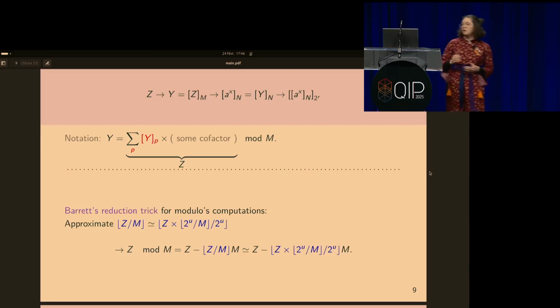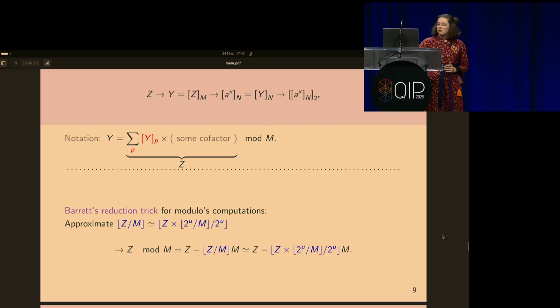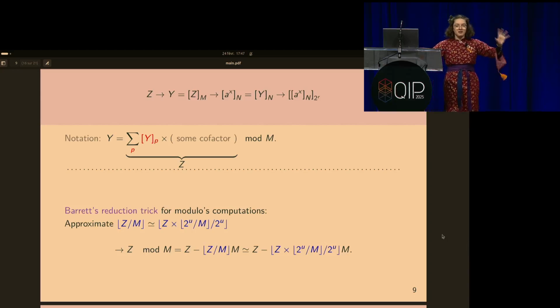that is always equal to this integer part right here, which is practical because, once again, the integer part of 2 to the power of u divided by big N, we can pre-compute it, so we don't have to do that on our computer. And the integer part of an integer divided by a power of 2 is a bit shift, so it's extremely easy to do. This is useful for us because, as you can see, we can write z modulo big M as z minus this integer part we are trying to approximate times big M. And so now we have a very practical way to compute our modulo operation. And we are going to use it both for the modulo big M and modulo big N operation.